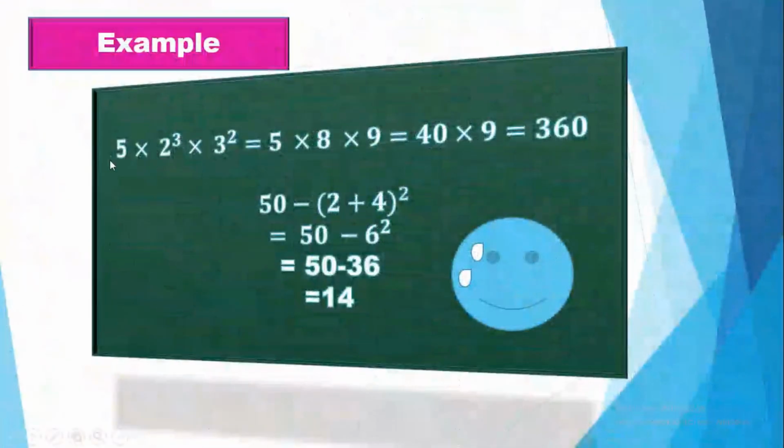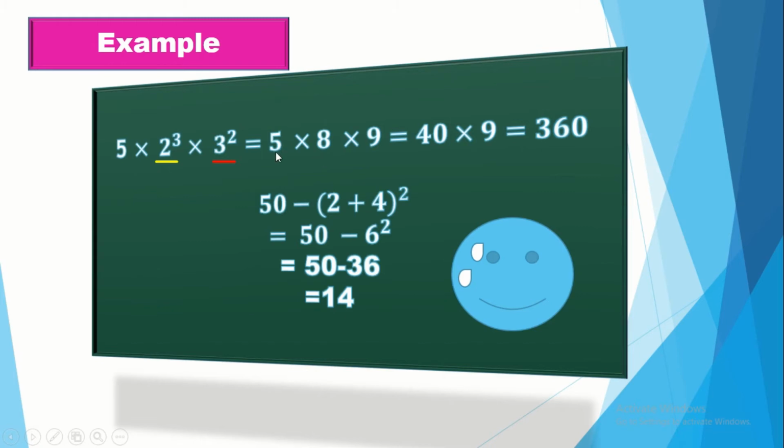How to solve? Here are some examples. For example, 5 times 2 to the power 3 times 3 to the power 2. We want to calculate them. First, we underline our focus. We should start with the powers. We have 2 cubed is 8 and 3 squared is 9. We solve them and we copy the rest here.